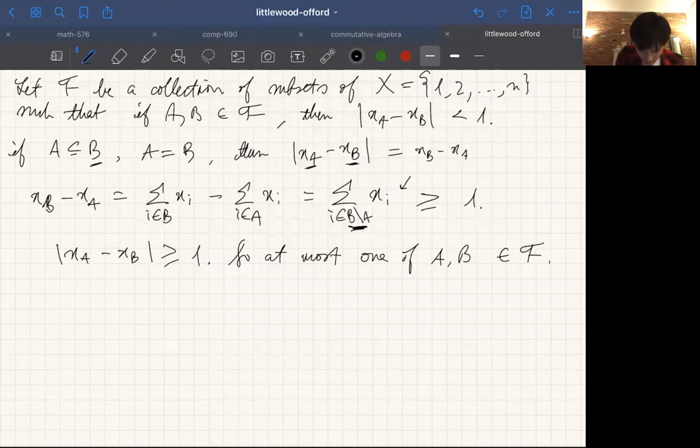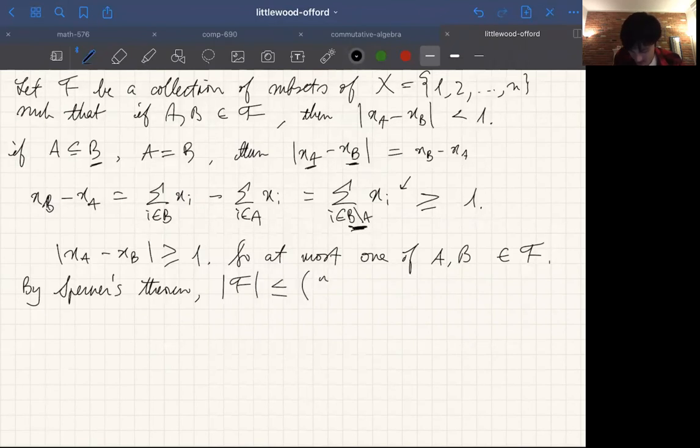Now we apply the theorem by Sperner. The size of F is at most n choose n over 2 because F is an antichain. And that's it. It's kind of interesting, right?